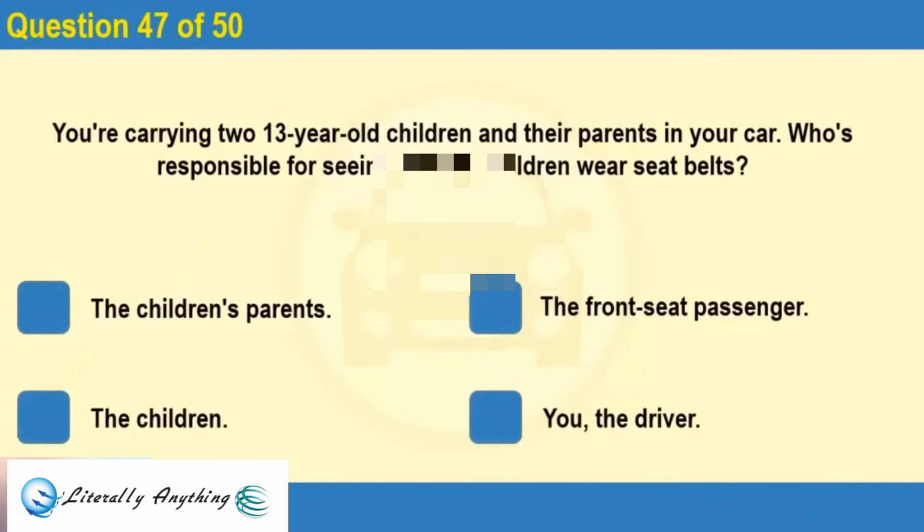You're carrying two 13-year-old children and their parents in your car. Who's responsible for seeing that the children wear seat belts? 1. The children's parents. 2. The front seat passenger. 3. The children. 4. You, the driver.